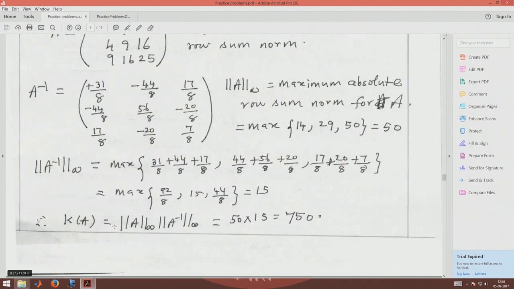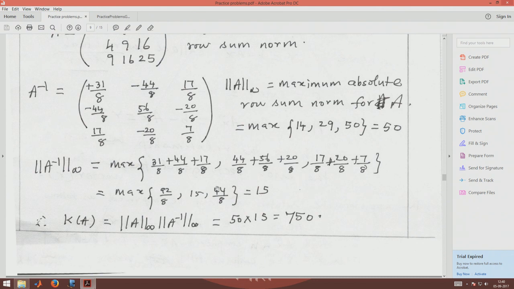Here again I want to use the maximum row sum norm, and so compute the sum of the entries in absolute values in each of the rows, and from among them choose that which is the maximum. That turns out to be 15. So, norm A inverse infinity is 15.